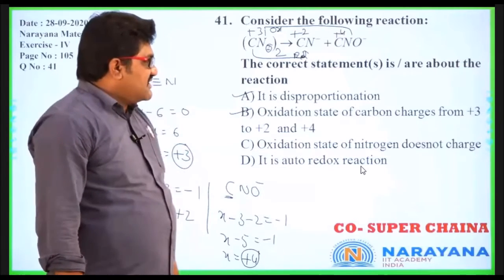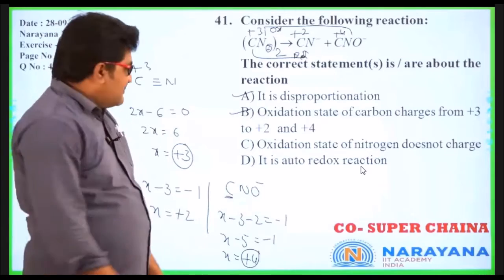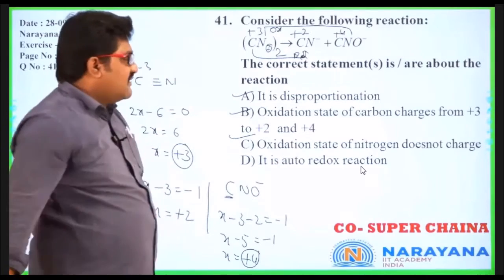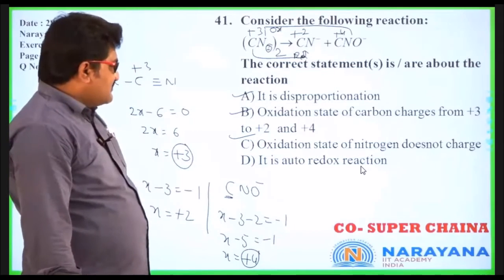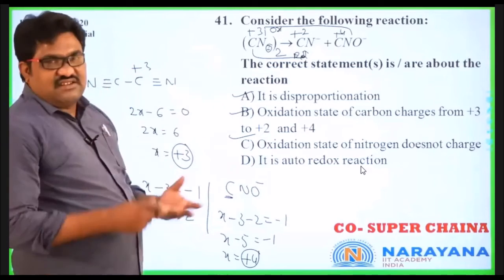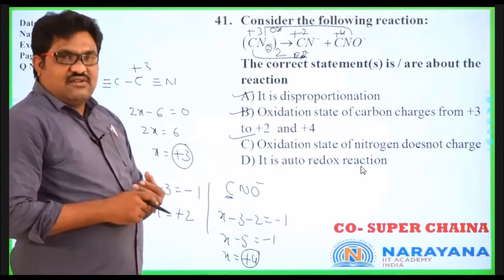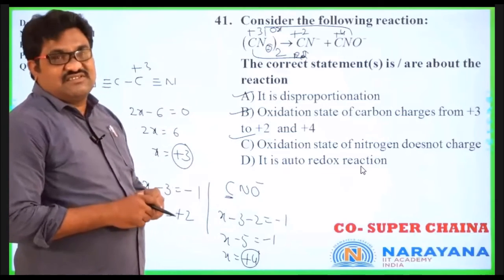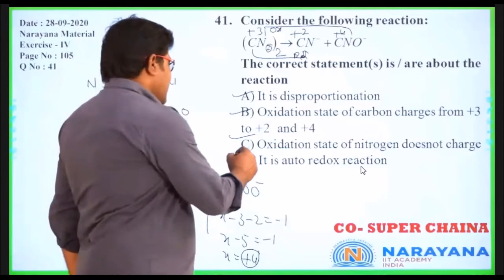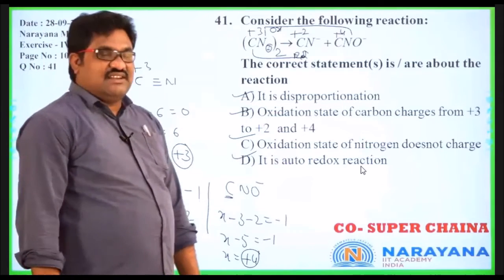Oxidation state of nitrogen does not change. It is -3 in both reactants and products. It is an auto redox reaction, meaning no need to react with any other substance. The substance itself undergoes oxidation and reduction. So it is also correct. All the 4 options are correct. Let us go for the next one.